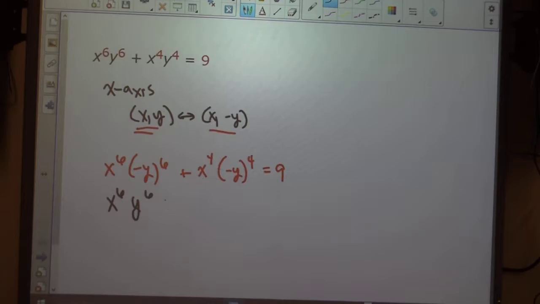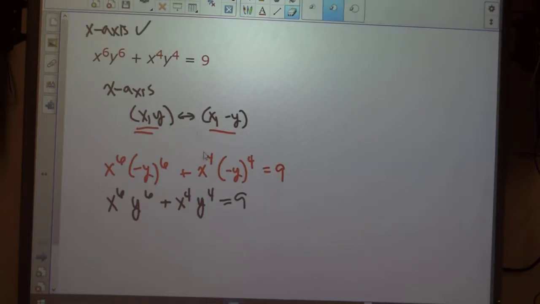So x to the fourth then stays x to the fourth. What's negative y to the fourth going to be? Y to the fourth, and that should equal 9, right? Once we substitute and simplify, if what you're left with is exactly what you started with, what that tells you is that you have symmetry about the x-axis. So yes, we have x-axis symmetry.